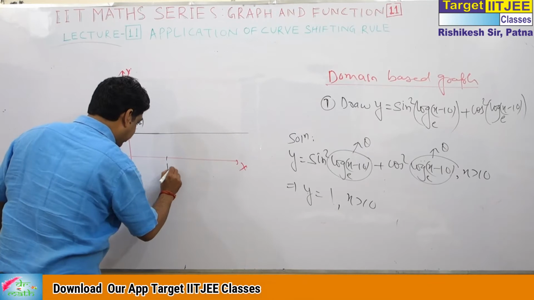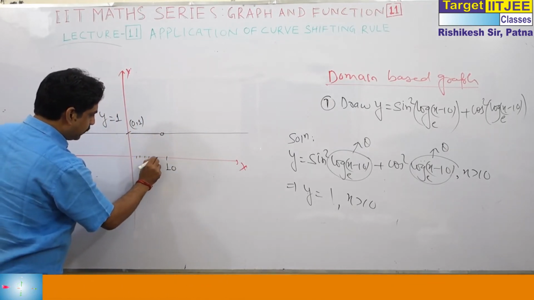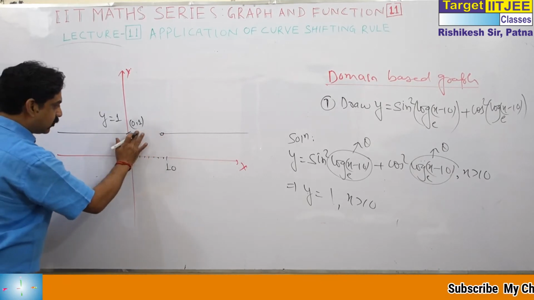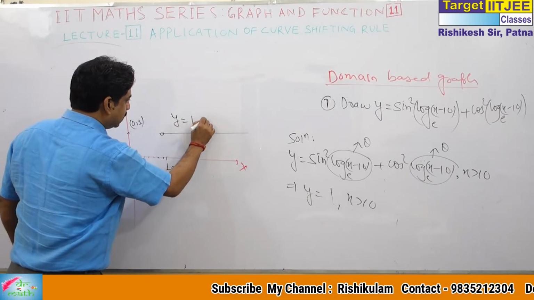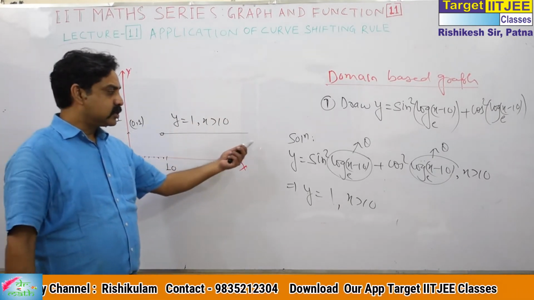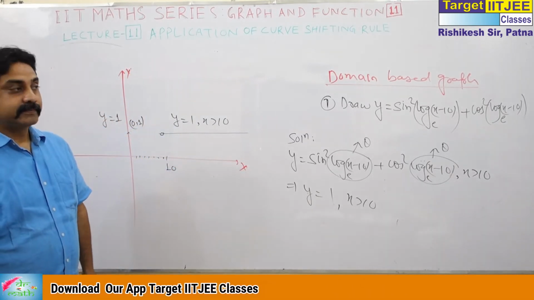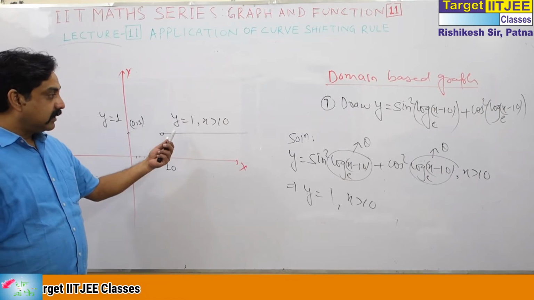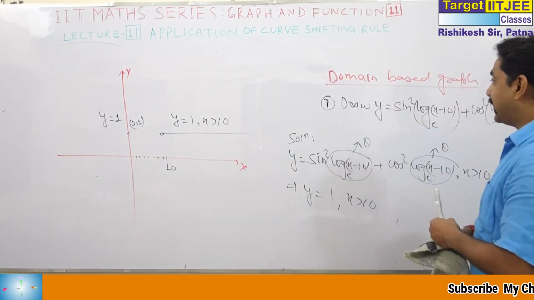Suppose this is your 10. So we start the graph from here. Suppose this is 1, 2, 3, 4 up to 10. So the graph starts from here, and this is y = 1 when x is 10. This is the graph. We need not any step of curve shifting here, but the domain is important. Sometimes you can get this type of graph. This is your 5, 6, 7.